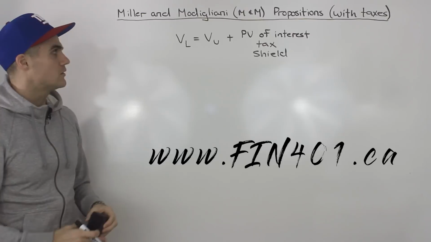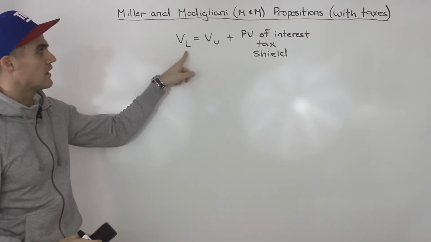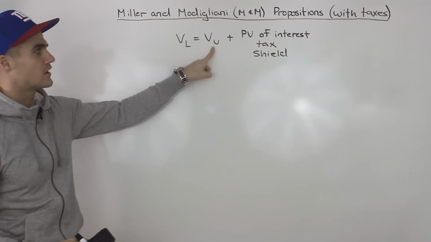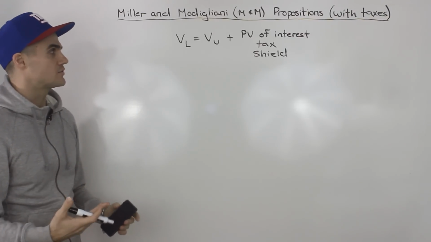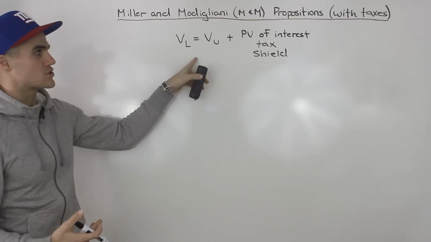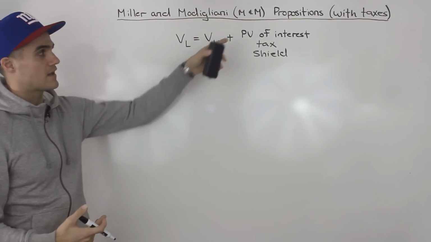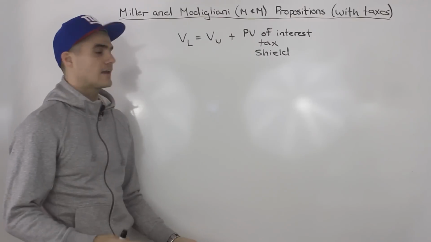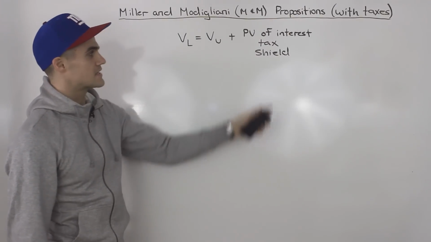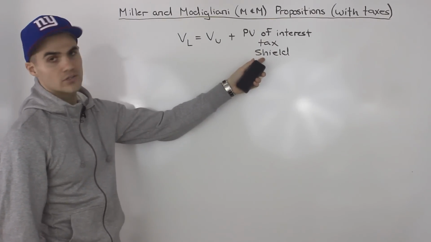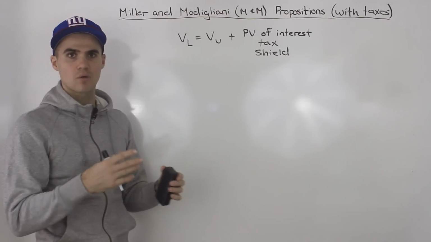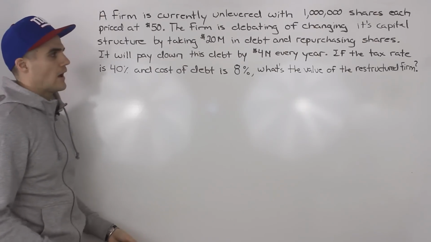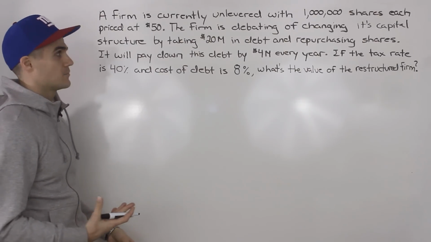And in part 1, what we concluded was the value of a levered firm is equal to the value of an unlevered firm plus the present value of the interest tax shield. And this is M&M proposition 1 in the case with taxes. And at the end of that video, we also said that there's different ways to calculate this present value of the interest tax shield depending on what is happening with the debt. So let's show how this works through an example.